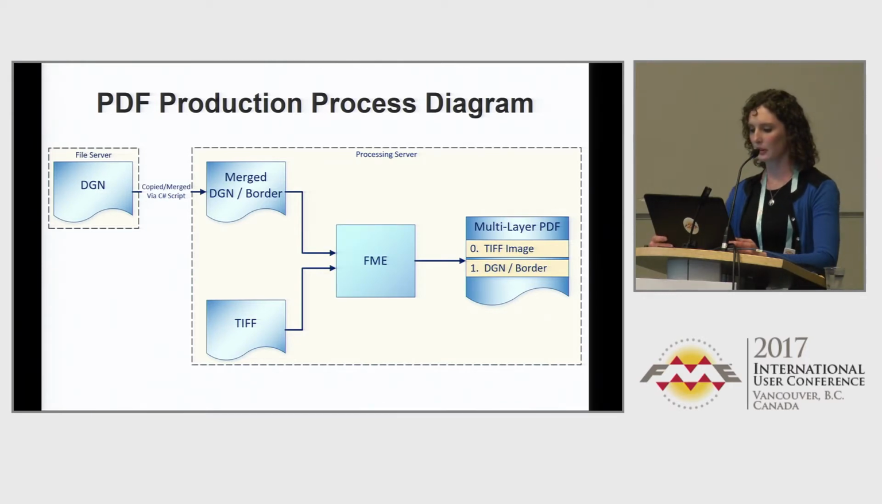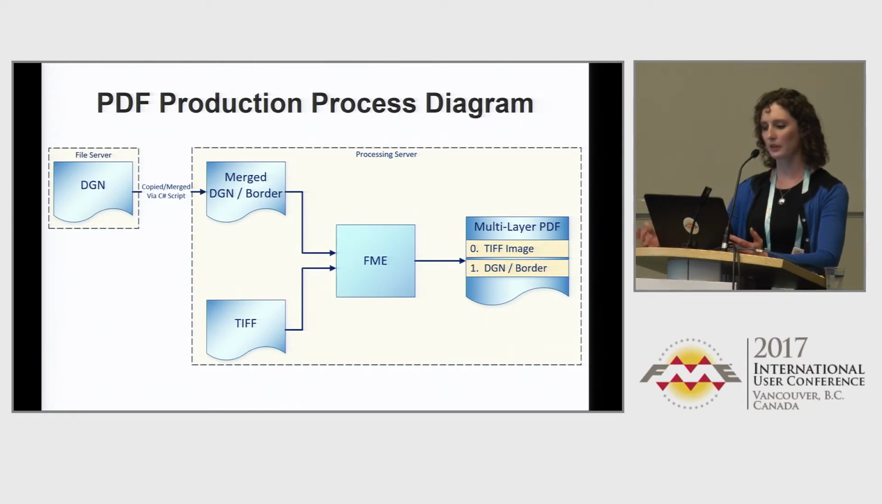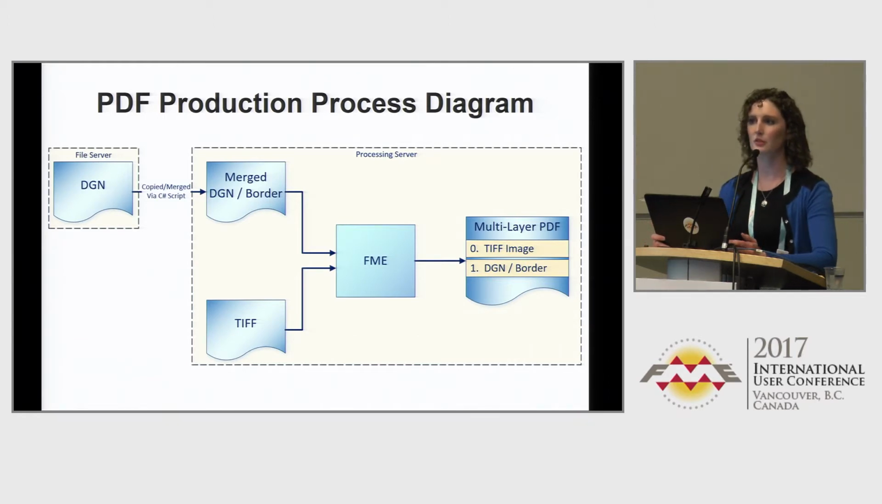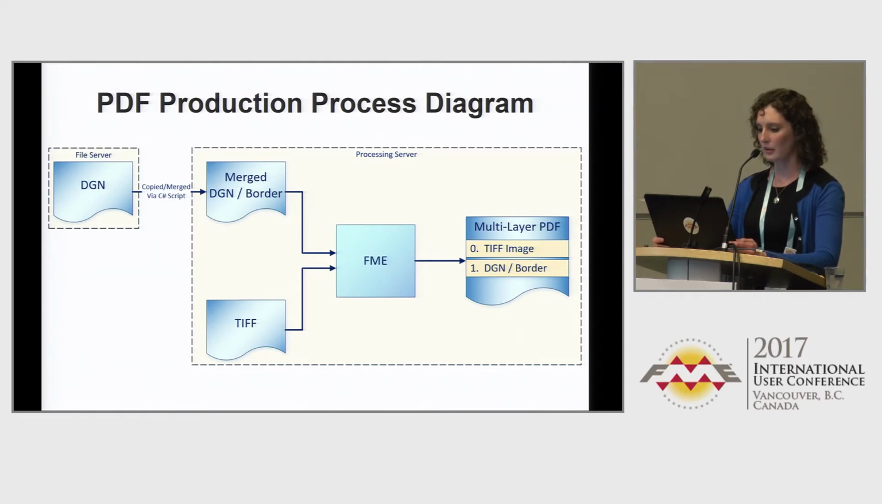So because we didn't want to merge the original files with the C# script, we decided to create a temp directory. At the beginning of the process, all the DGNs we want to process and the corresponding TIFFs are copied to the temp directory, and then the merge script is run on all the files in that directory. That's initiated by FME, and then it goes through an FME subprocess that produces the PDFs. And we end up producing a multi-layer PDF, so you can turn the TIFF on and off if you want, or turn the DGN on and off and just view the TIFF.